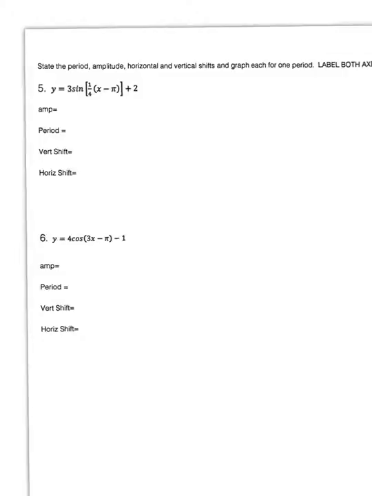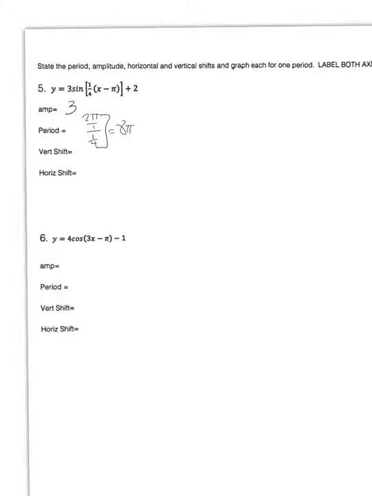So our amplitude, you will always have this. The amplitude obviously is a 3. Period is going to be 2 pi on top of 1/4. Now again, with your fractions, 2 pi over 1 over 1/4. This is going to be 8 pi over 1.